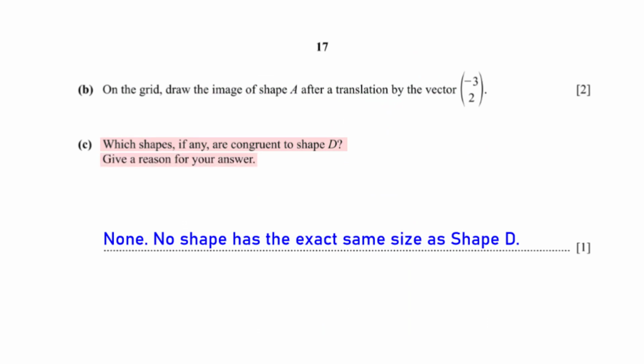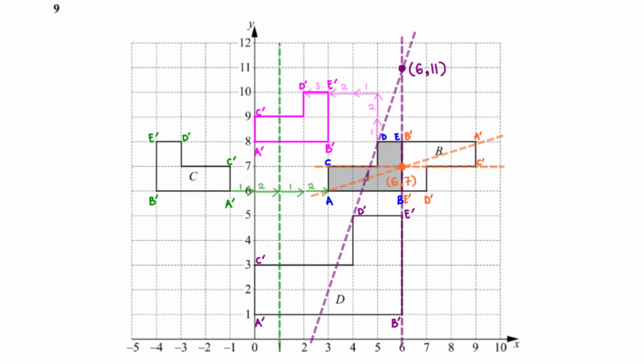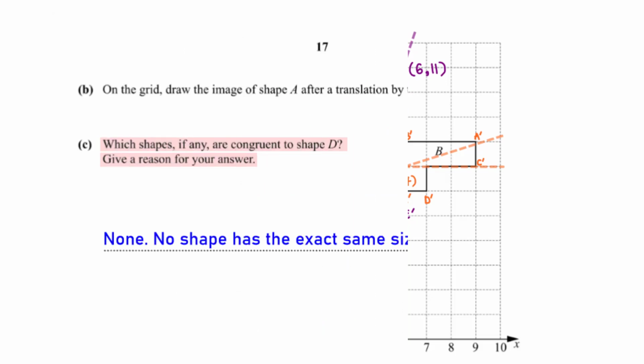Give a reason for your answer. Congruent shapes have the exact same shape and size, regardless whether they are flipped, rotated, or just oriented differently. Although all the shapes are the same, when we look at shape D, there is no other shape that has the exact size compared to it.